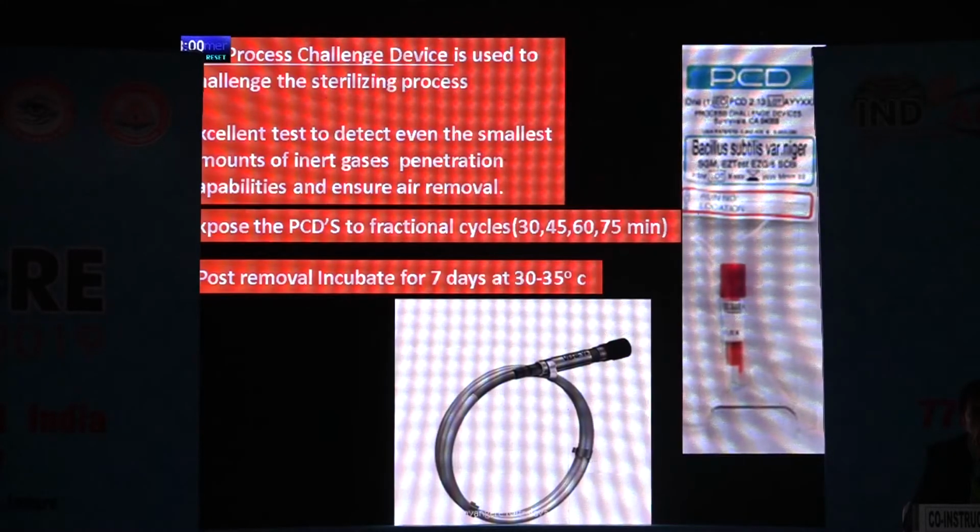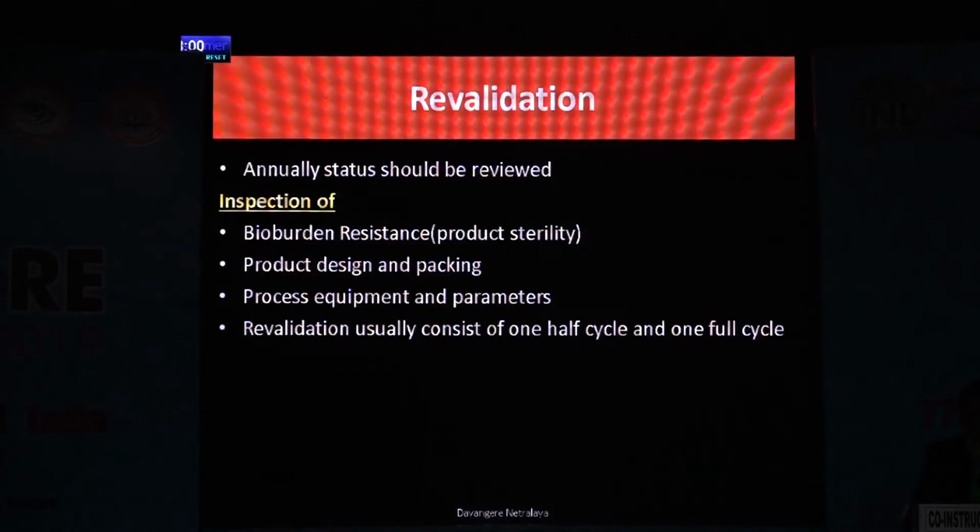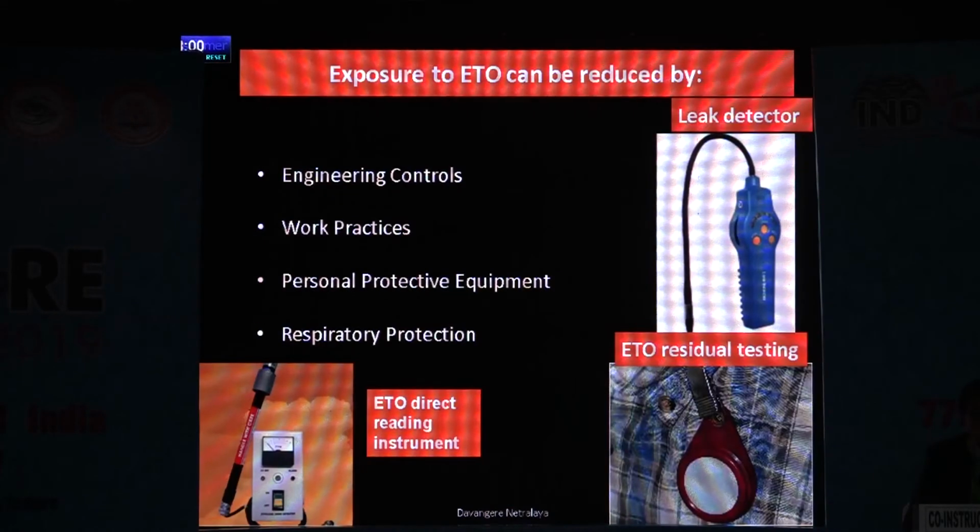A lot has been discussed about the process challenging devices, which can be done for the ETO also. Revalidation definitely has to be done at a regular interval. I suggest every 6 months or a year you should keep on revalidating. Decide about the product design and the packing which is suitable for your setup. Process and equipment parameters have to be reassessed. Usually it consists of a half cycle or a full cycle you can do in the revalidation process.